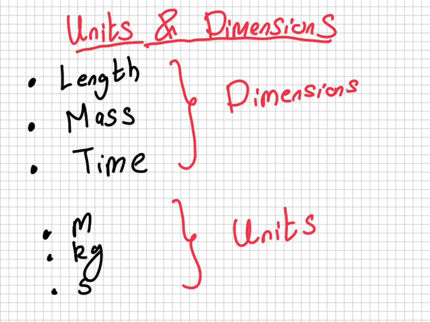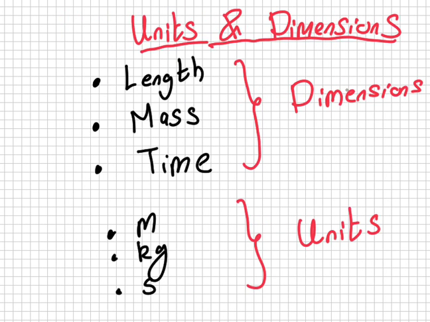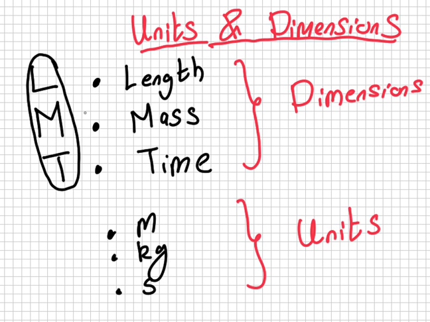Okay, so just a little bit of notation here. To save time, we don't always write length. So a capital L means length. Capital M means mass. Capital T means time. And again, they're not units, they're dimensions, okay? It's important that you know that for the next part. So just write LMT beside these.